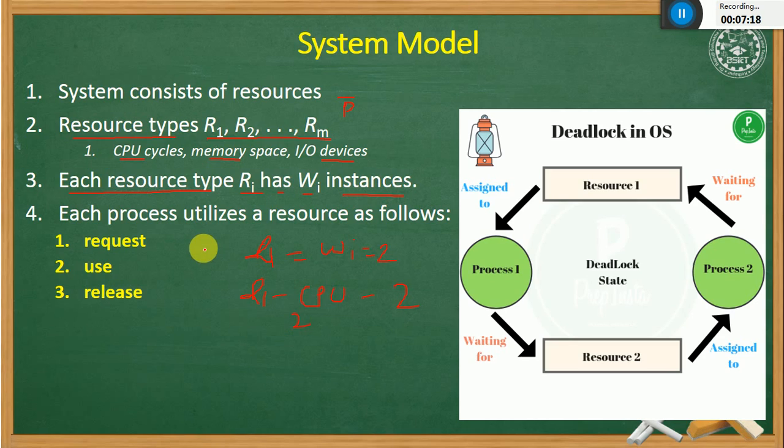Okay, in any operating system the process utilizes the resources in the following way. Any process which utilizes a resource will do these three activities. First is request, then use that resource, and after the use it must be released so that another process can utilize that resource. Okay, so we can take an example. There are two resources, resource 1 and resource 2. Generally resources are indicated by a square and processes are indicated by a circle. So there are two processes, process 1 and process 2. Process 1 is requesting resource 2.